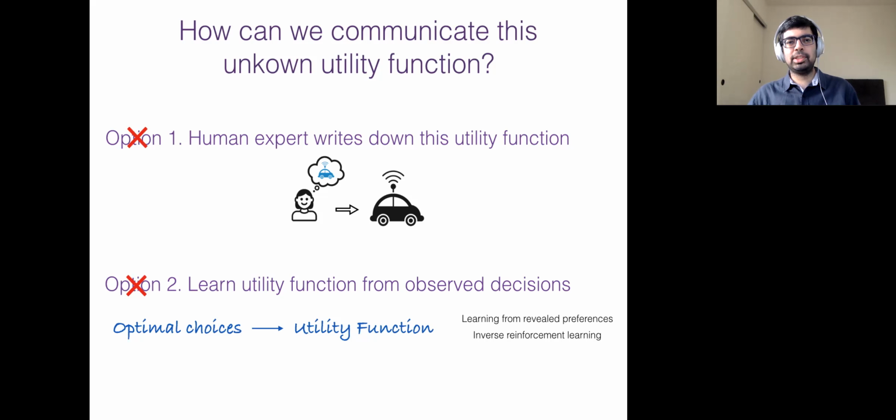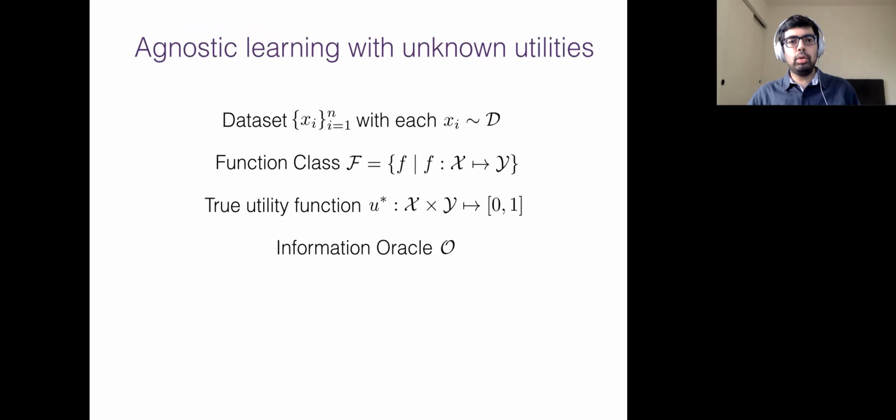Hence, both these options are not actually suitable to communicate this unknown utility function. In order to overcome the limitations of these existing options, we introduce our framework of agnostic learning with unknown utilities, wherein we place no assumptions on the underlying utility function u star.